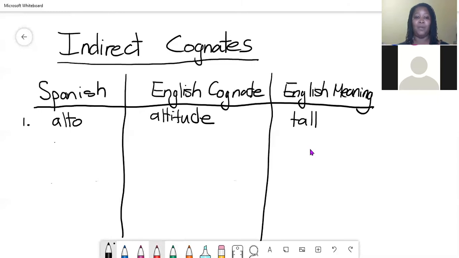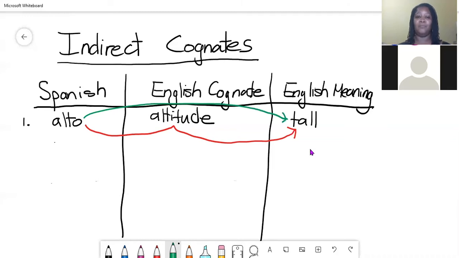So here is what is happening. Alto resembles the word altitude, and altitude has to do with being tall. And so therefore, let's put the arrow over here to show the direction. And so therefore, alto means tall. So we see that bridge that we have right here with the word altitude. Let's look at another.